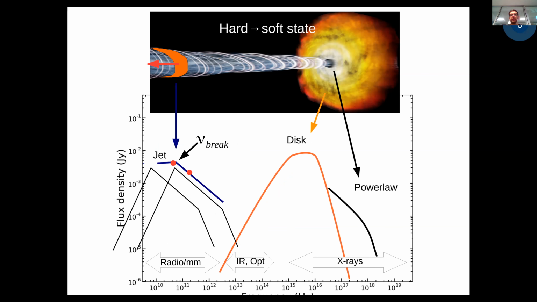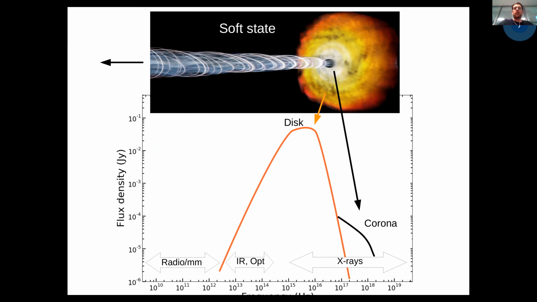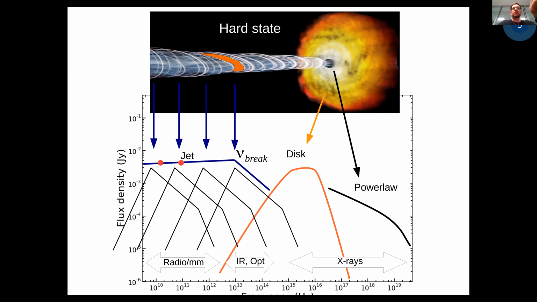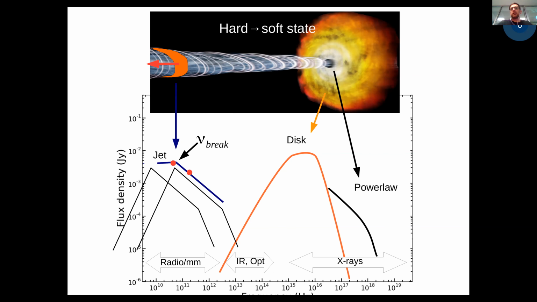Then as that source softens, what we think happens is that the highest energy jet emission quenches, disappears, it switches off. And we see that jet break shift to lower frequencies as we lose those higher energy synchrotron spectra. The red dots there indicate what we'd see from the radio spectrum. So we see two radio points there: we see a flat spectrum, then we see a steep spectrum.